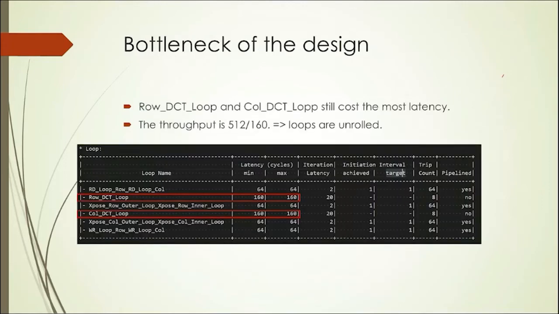And now we analyze the throughput here. Because we unroll, now the trip count here is 8 and it requires 160 latency to complete all the operations. So the throughput is 512 over 116, and because it is more than 1, we can know that the loop is definitely unrolled.